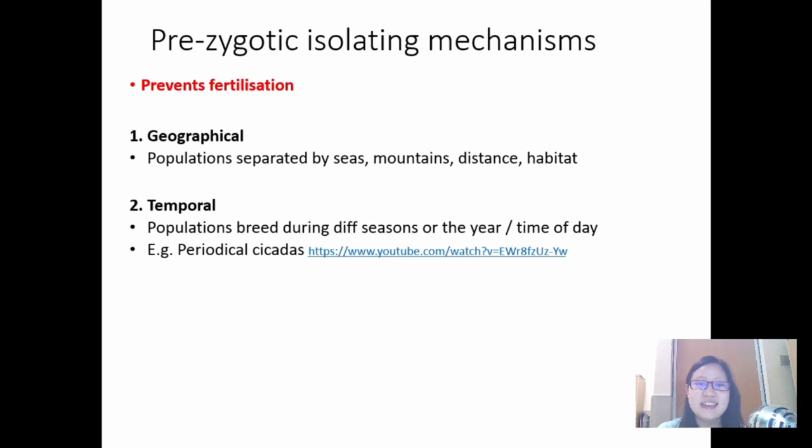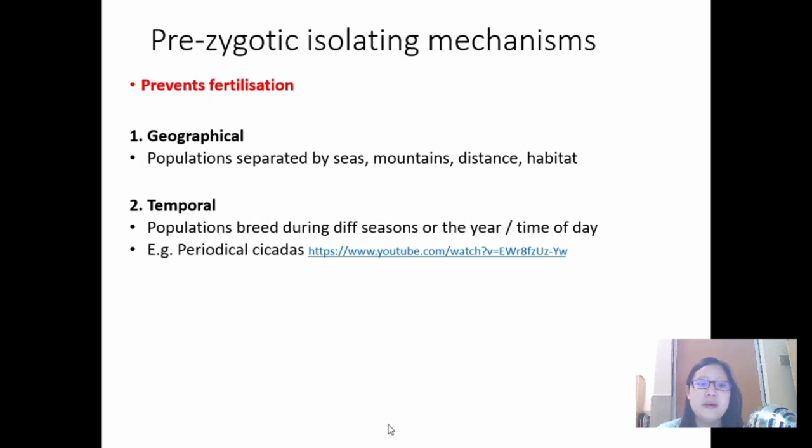So, you basically just witnessed the life cycle of a periodical cicada. The life cycle is 17 years, but there are other cicadas that have 13-year life cycles, 13, okay? Because of the difference in the length of the life cycle, one species emerges off the ground once every 17 years, and the other emerges once every 13 years. So you can imagine that they never meet and therefore can never mate. So this is also an isolating mechanism.